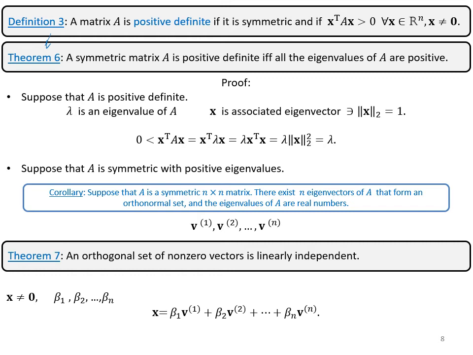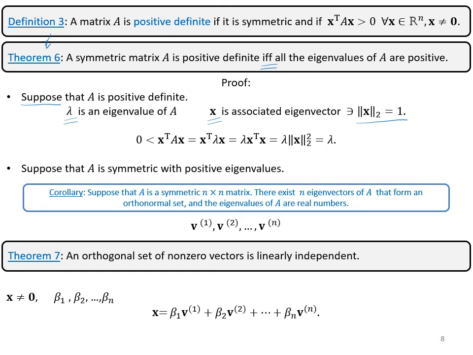Let's prove this theorem. Since we have the statement "if and only if," we should prove this theorem in both directions. So, first suppose that matrix A is positive definite. Also, suppose that lambda is an eigenvalue of matrix A with associated eigenvector x, such that the L2 norm of vector x equals 1.